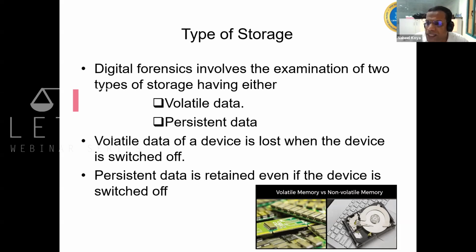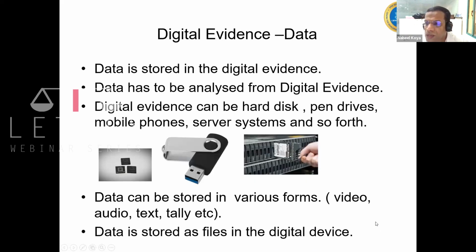And the second one is persistent data. Persistent data, even if the power supply goes down, your data can be retained. That's where you use your pen drive, your memory card, your storage media, your hard disk. So the hard disk is a typical example of persistent data. Now, these are the containers for storing your data, and data is stored in the digital evidence.